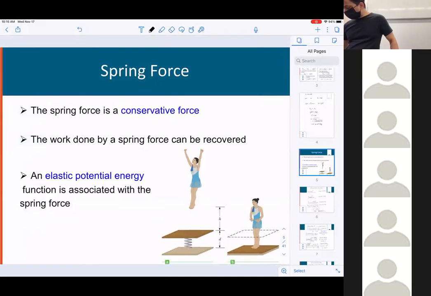So let's now come to the spring force. So again, the same thing as this problem that we just did.